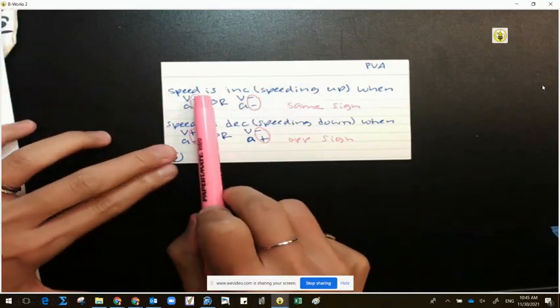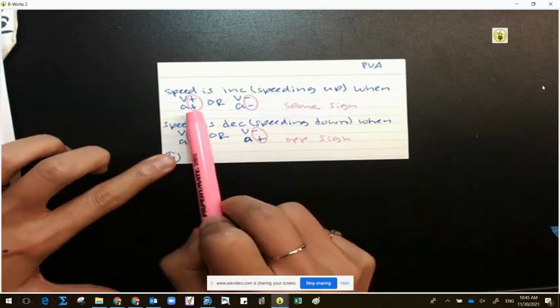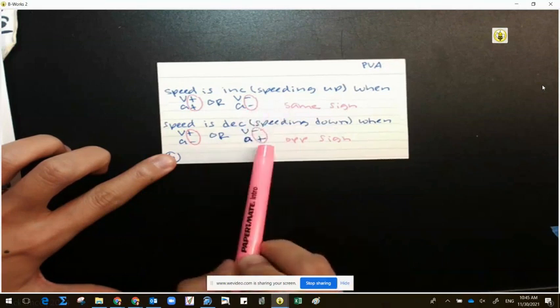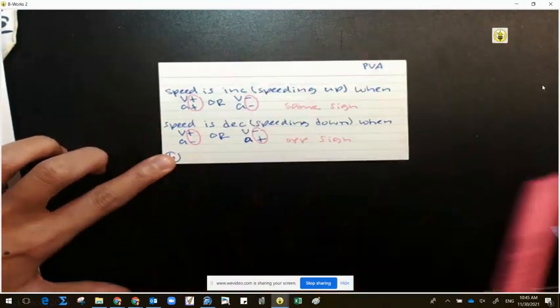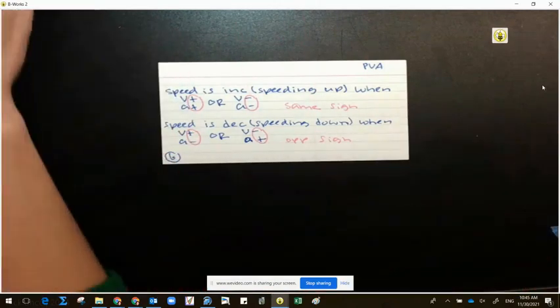The speed is increasing, or it's speeding up, meaning the same thing, when the velocity and the acceleration have the same sign. When they have the opposite sign, then the speed is decreasing. That's all that the discovery was trying to tell you. But we have it all in one card, so why not?